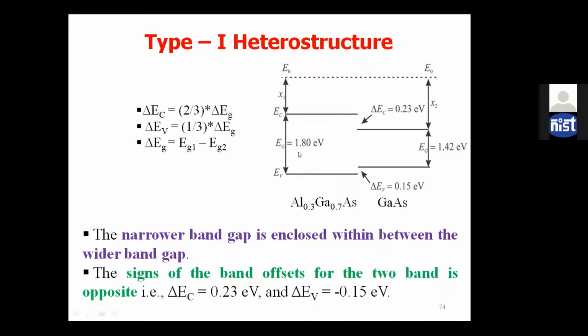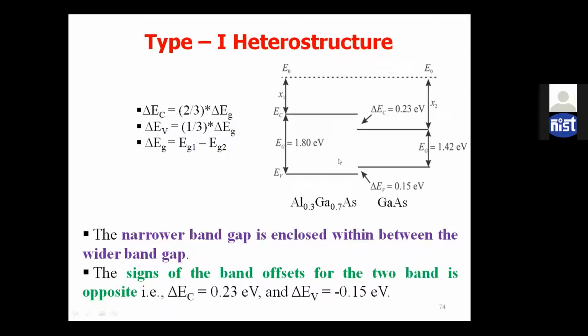So here the gap is 1.8. Here the gallium arsenide has band gap 1.42. So if you see the delta EC, normally in this case the conduction band offset you can calculate, which is normally in GaAs 66% of the delta Eg. What is delta Eg? Eg2 minus Eg1 will give you delta Eg. Similarly, the valence band offset is normally taken as 1/3, that is 33.3%, of the delta Eg. This delta Eg is Eg1 minus Eg2.